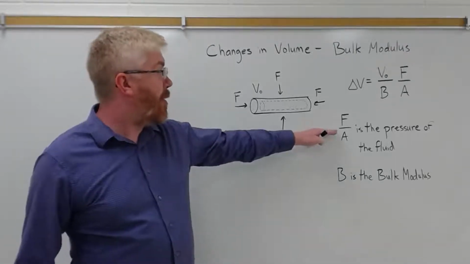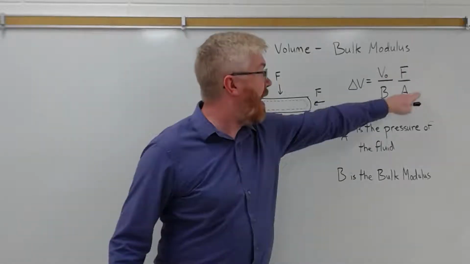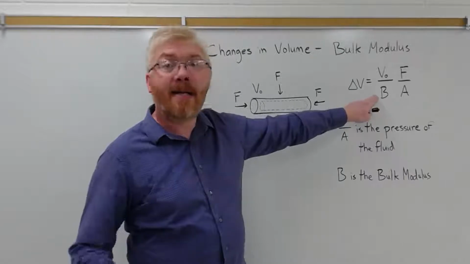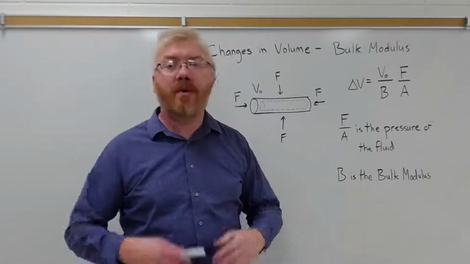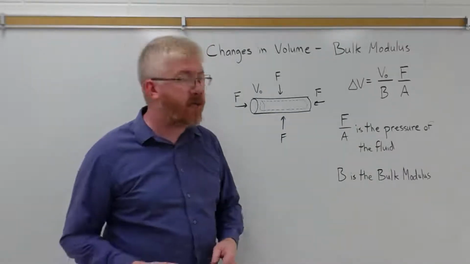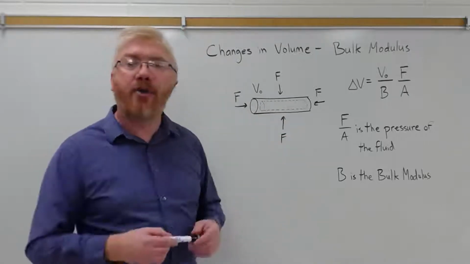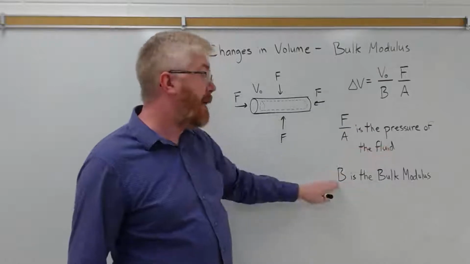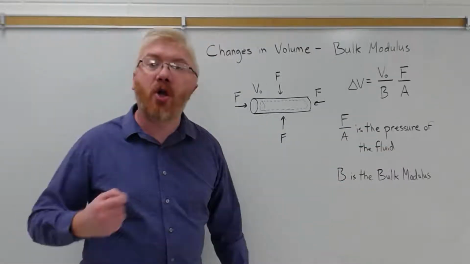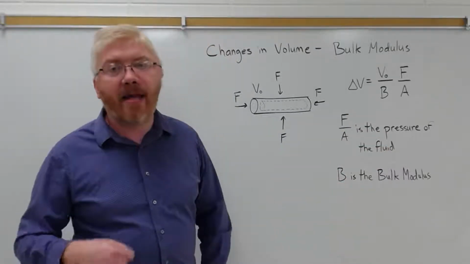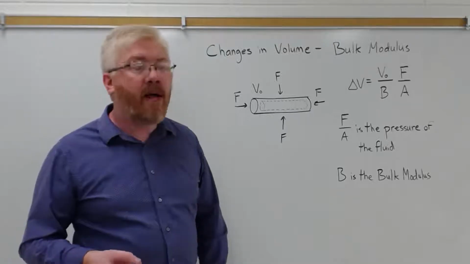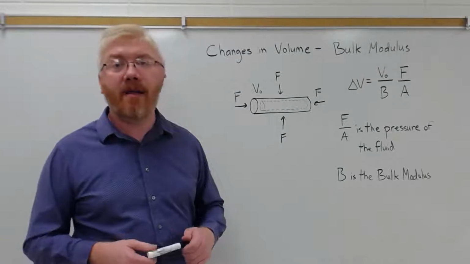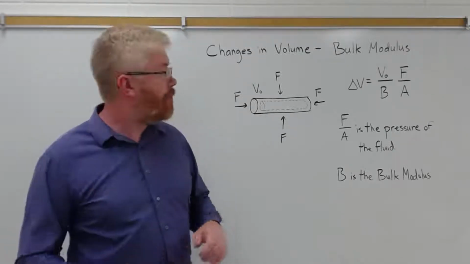The higher the pressure, the higher F over A, the greater the change in volume. And then finally, this also depends on a constant once again. Like with compression and tension, we had Young's modulus. With the lateral shear force, we had the shear modulus. Now we have what's called the bulk modulus, B. Again, this is something you need to look up in a table. Depending on the material, you can have quite a variety of different bulk moduli. Some materials are easily compressible, others are not.